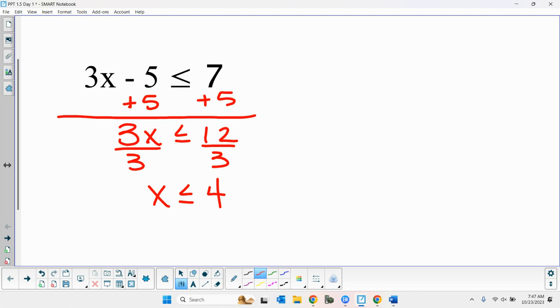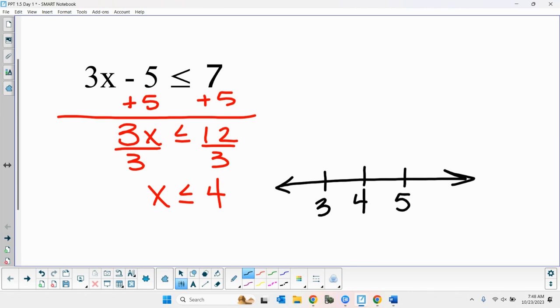All right. So when we graph it then, you don't have to do some huge number line. Whatever our number is, I always put in the middle. And then I go 1 to the left and 1 to the right. And then I draw a little graph on here.